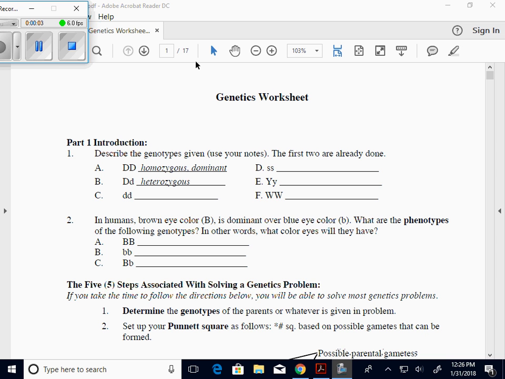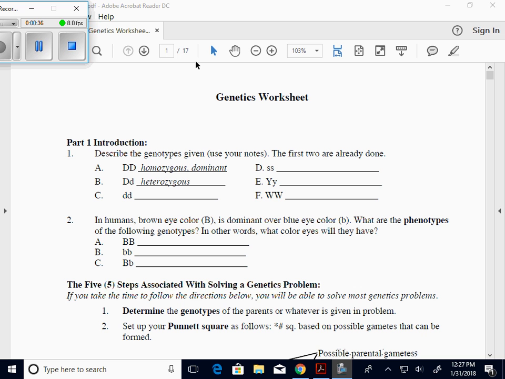We're going to start off with talking about some basic terminology with genetics. Now, we just graded our vocab page, so you're going to see that this is dealing with the vocab there. So, as we follow along up here, it says, Part 1, Introduction, Number 1, describe the genotypes given, use your notes. The first two are already done.